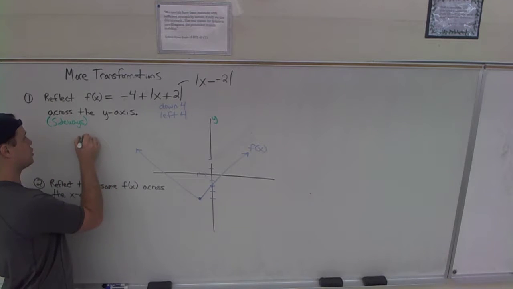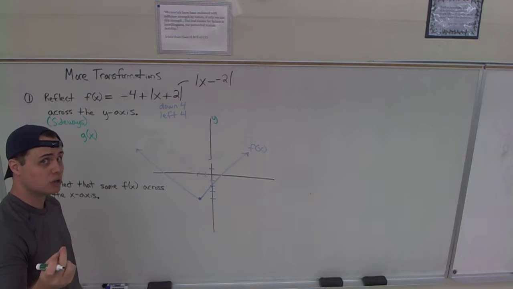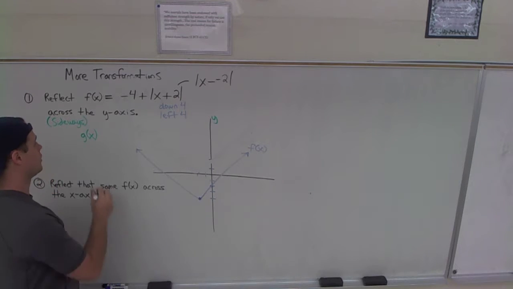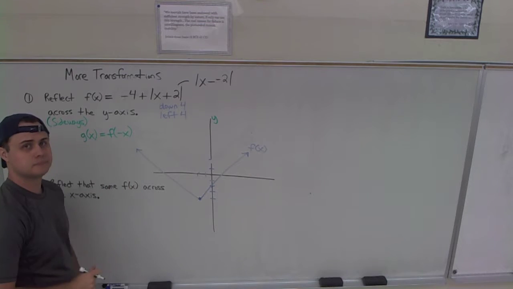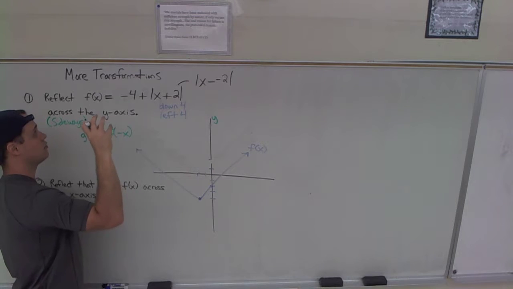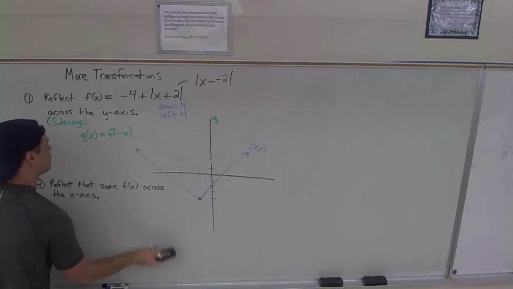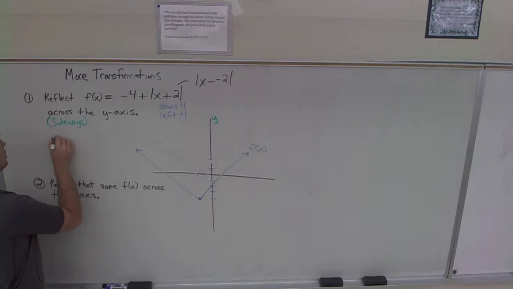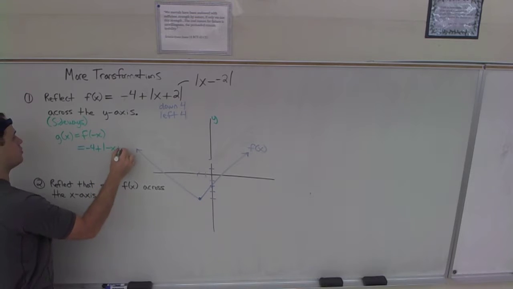So we're going to see our new function. I'm going to call this one g. That's the most common name for a new function that's been transformed from a parent. I'm going to put my negative inside of the old function. All right, and then the function notation tells me exactly what to do. Grab that and stick it in for any x's in the function. So we're going to say, let me scoot this over a little bit, g of x is f of -x. So I'm going to take -x and stick it in. So I get -4 plus |-x plus 2|.